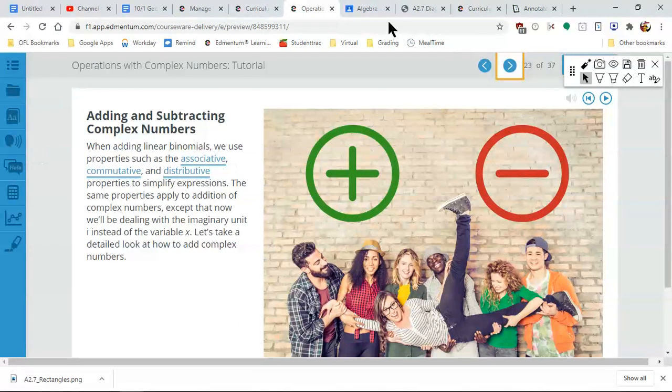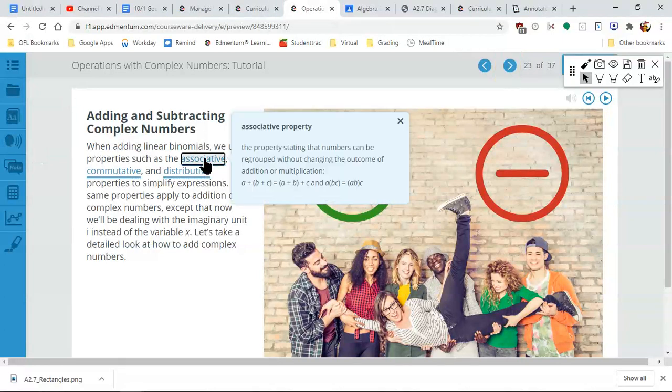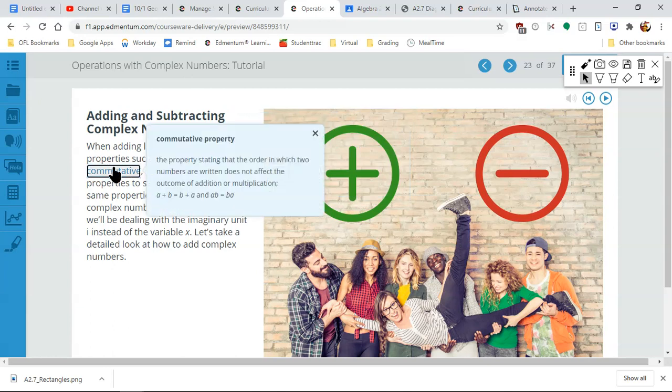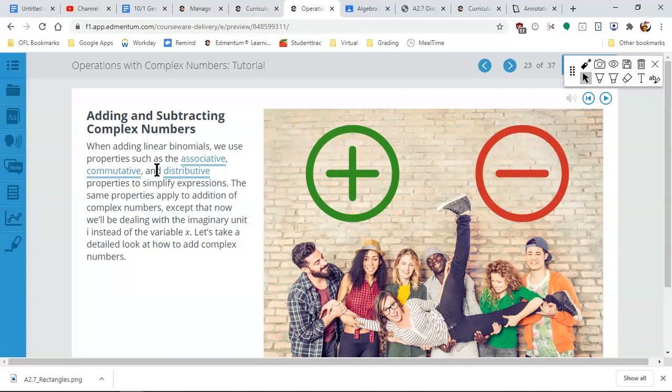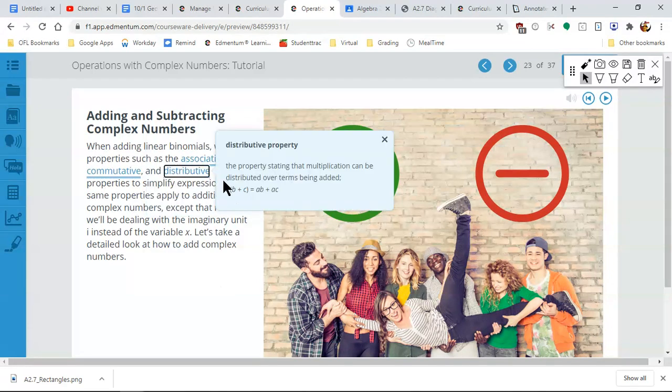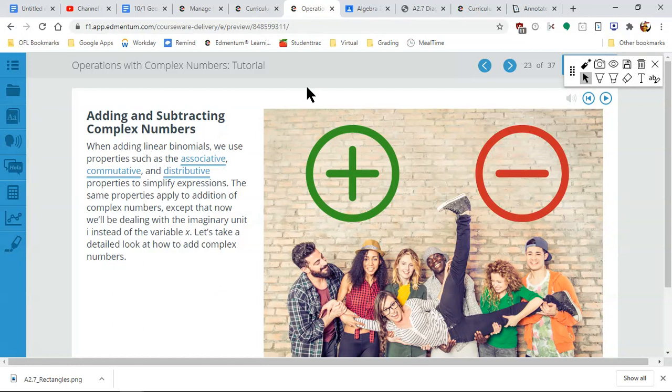When we're adding and multiplying, all the properties from before still work. You can add them in any order using the associative property. Same thing with multiplication: you can multiply them in any order. You can add them backwards and multiply them backwards. And you can distribute. The distributive property works. All of this works with complex numbers.